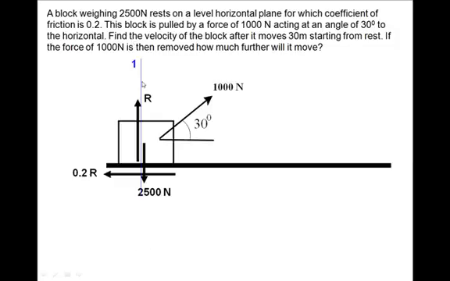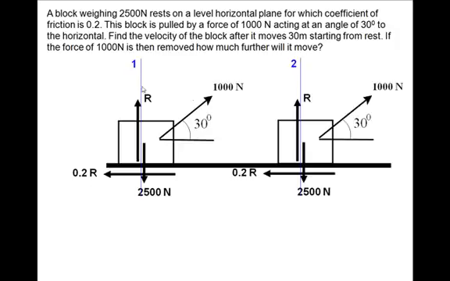Then what is asked is, find the velocity of the block after it has moved 30 meters starting from rest. So in position 1, the block is at rest. Because you are pulling it, the block will move towards right and go to position 2, and this distance is 30 meters. What you are asked is, when it reaches position 2, what will be its velocity? This is the part 1 question.